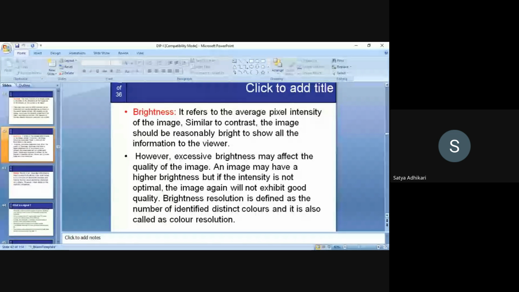Brightness is another term. It refers to the average pixel intensity of the image. Similar to contrast, the image should be reasonably bright to show all the information to the viewer. Excessive brightness may affect the quality, so we need the proper brightness of an image. If the brightness is excessive, the quality is affected. If the brightness is very low, the quality is also affected. An image may have a higher brightness, but if the intensity is not optimal, the image will not exhibit good quality. Brightness resolution is defined as the number of identified distinct colors, and it is also called the color resolution.